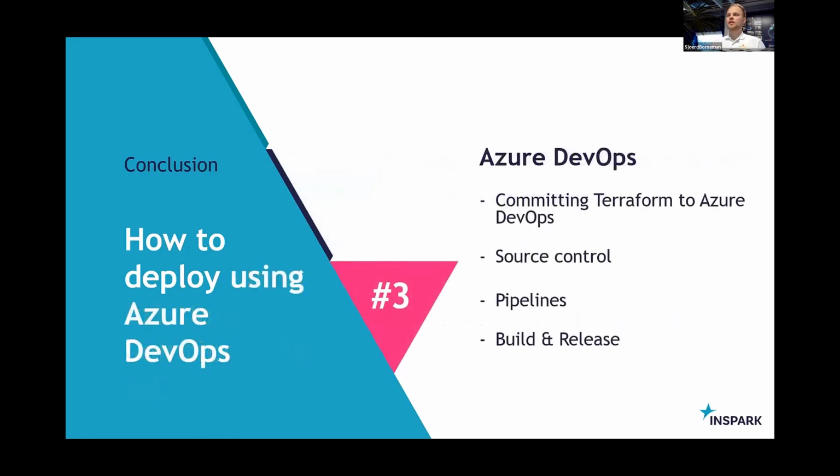The third step of the last part that I've shown you is how to deploy this specific solution again, but by using Azure DevOps and not doing it locally. I've shown you how you can commit your Terraform configuration files and ARM template files to Azure DevOps, how you can create your source control and repository, and how you can define some simple pipelines to build and deploy your entire solution.